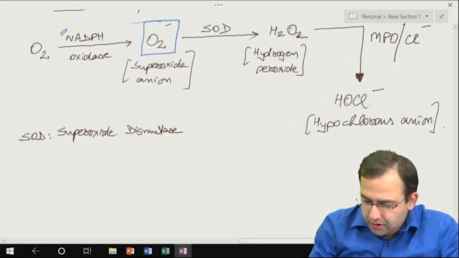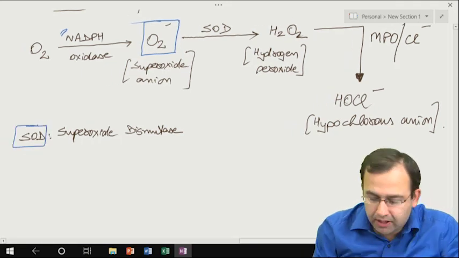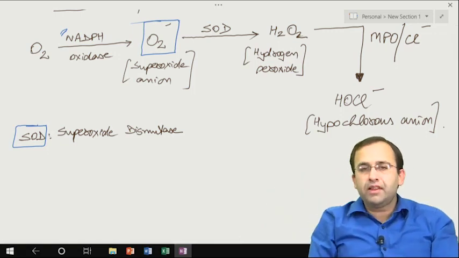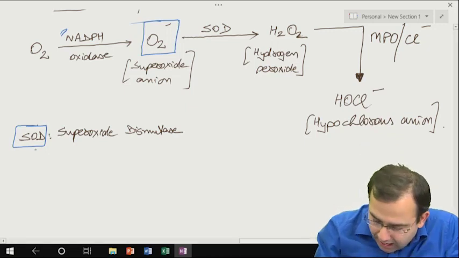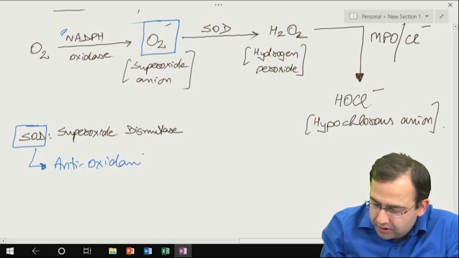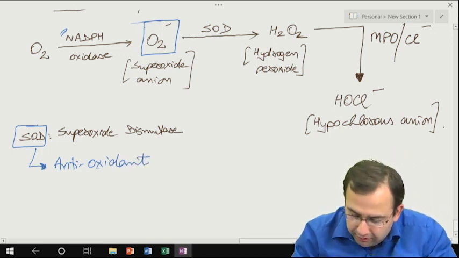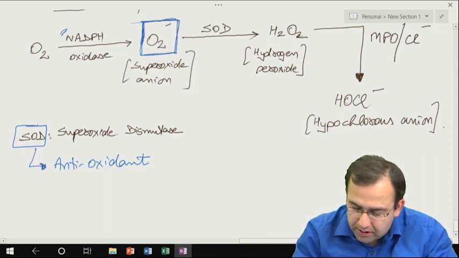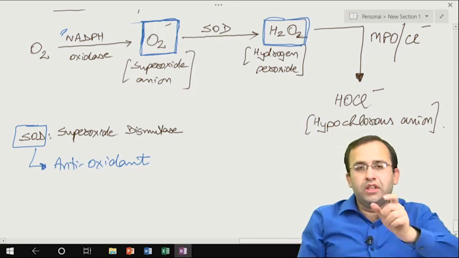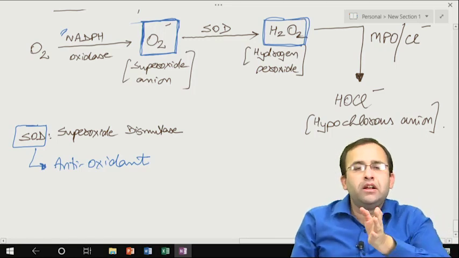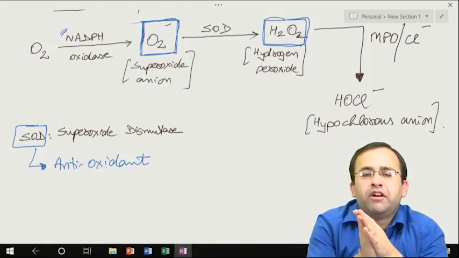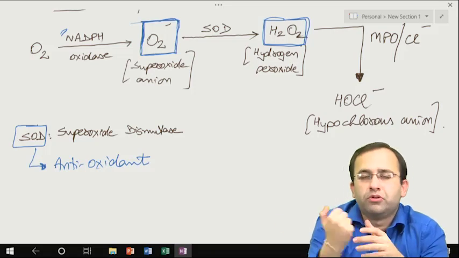First question to you is, this superoxide dismutase, is it a pro-oxidant or an antioxidant? Answer. It is an antioxidant. See, it is converting a free radical, that is superoxide anion, into H2O2, hydrogen peroxide. This reaction is taking place in lysosomes, so it is acted upon by myeloperoxidase or chloride. If it was a healthy person, it would have been acted upon by catalase, leading to H2O plus O2.